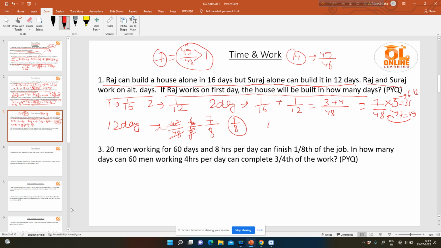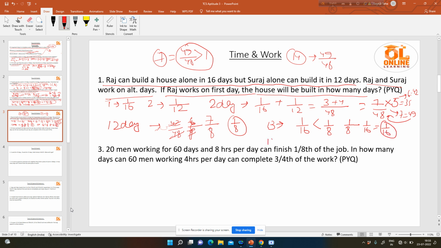Okay, in 13th day, who will work? Raj will work, because Raj works on the first day. So amount of work done by Raj is 1 by 16, right? And 1 by 16 is less than 1 by 8. So what amount of work will be left to be completed? It would be 1 by 8 minus 1 by 16. That would be 1 by 16. So still 1 by 16 work is left.